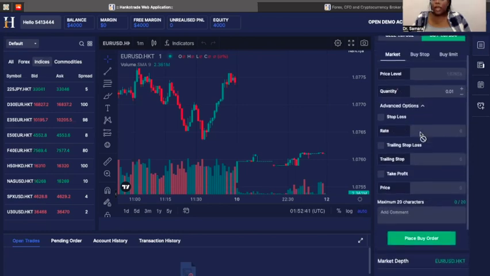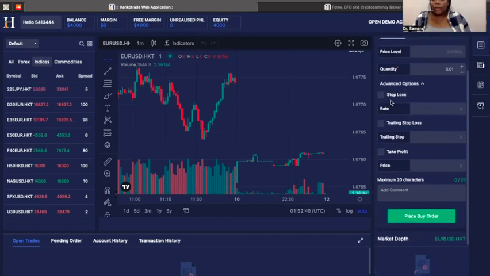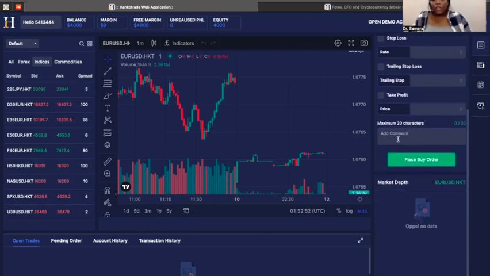Okay, so it looks like once I tap the advanced options, if you are creating a stop loss, here's the stop loss. We have a trailing stop loss, and then we also have a take profit. I'm not sure what this maximum 20 characters is, so that's something that I'm curious about. What do you need? A comment section here.